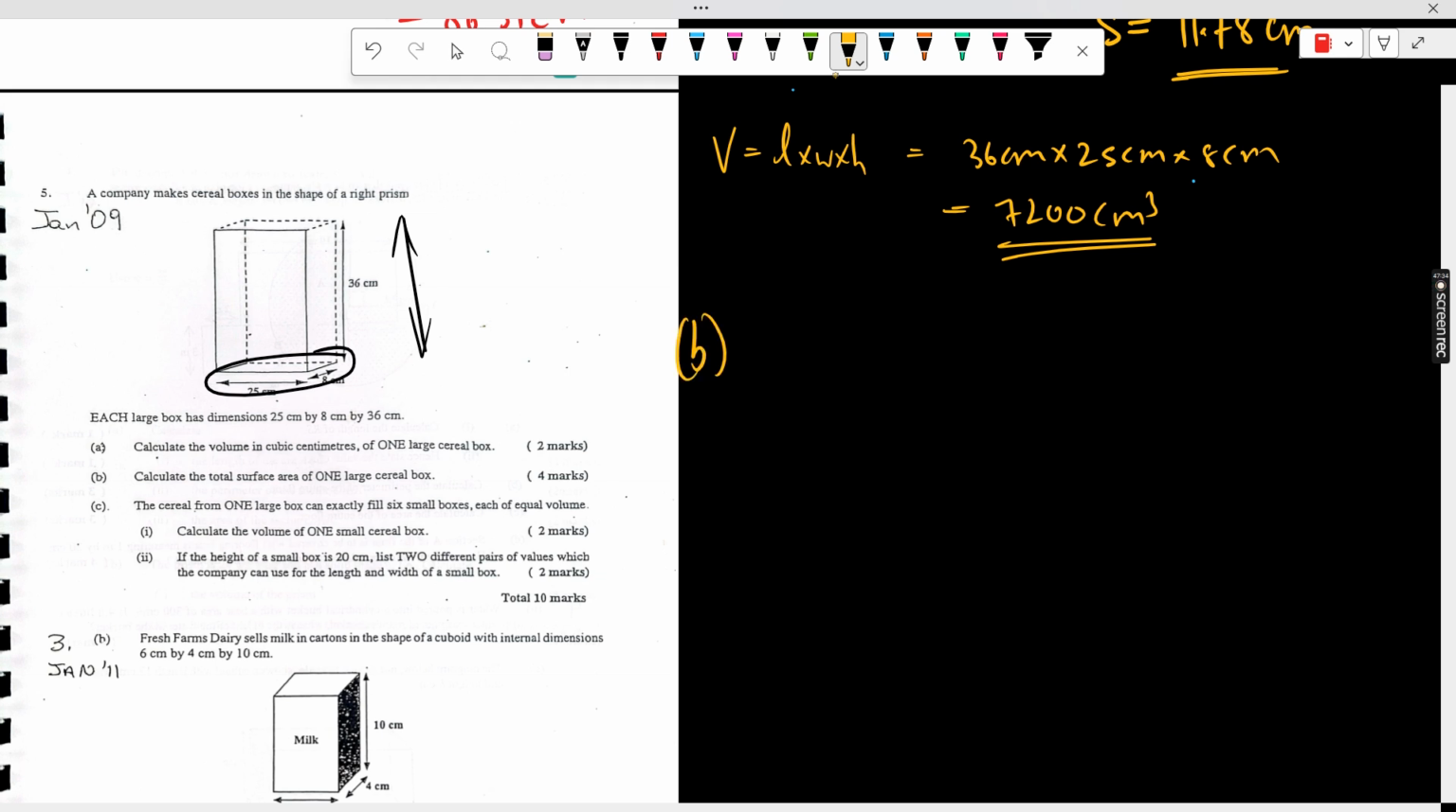Right. Now part B says calculate the total surface area of one large cereal box. Now this is very important. Let's imagine this is the cereal box. In terms of the total surface area, we're talking about the area of all six faces added together. You understand? So if you look at this one I'm holding, focus on my camera for a while. The face that is towards you will have an opposite face of equal dimensions. Let me try to number these faces on the diagram. Let this one be number one, this little one to the side be number two, and the base, of course, be number three.